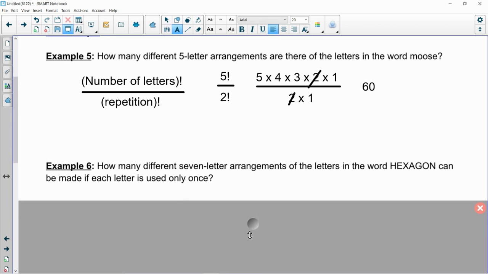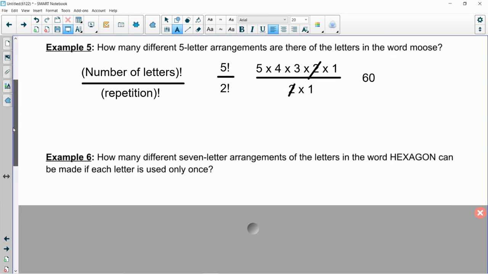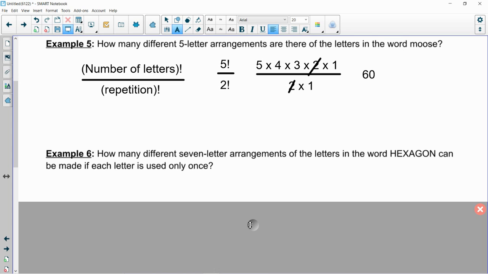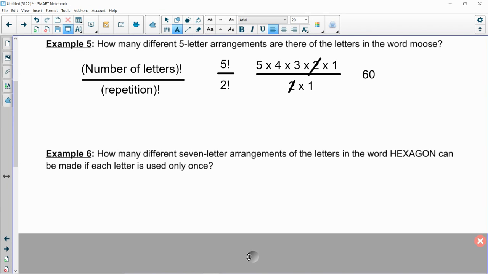Let's see what we got next. So let's try, how about this one? Similar question. I got the word hexagon. Now, there's a difference between example 5 and example 6. In example 5, we had moose, so the repetition of the letter O. Here we have got the word hexagon.